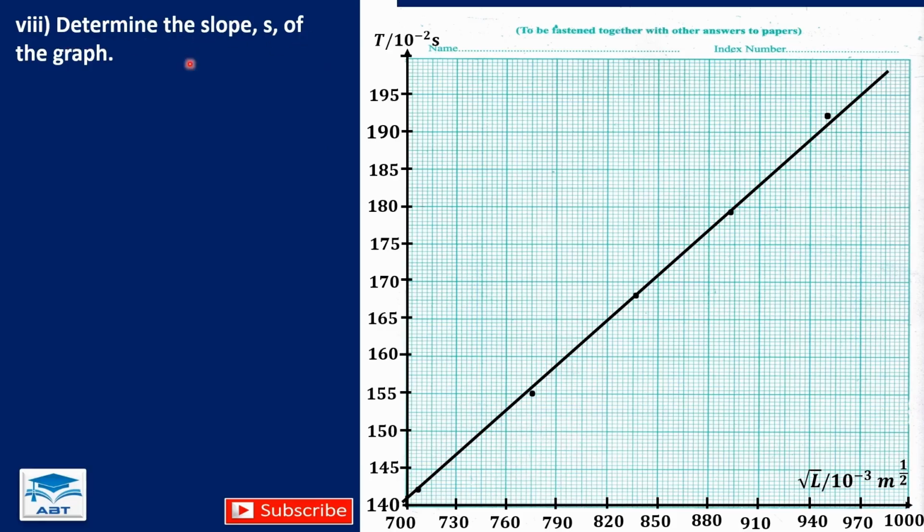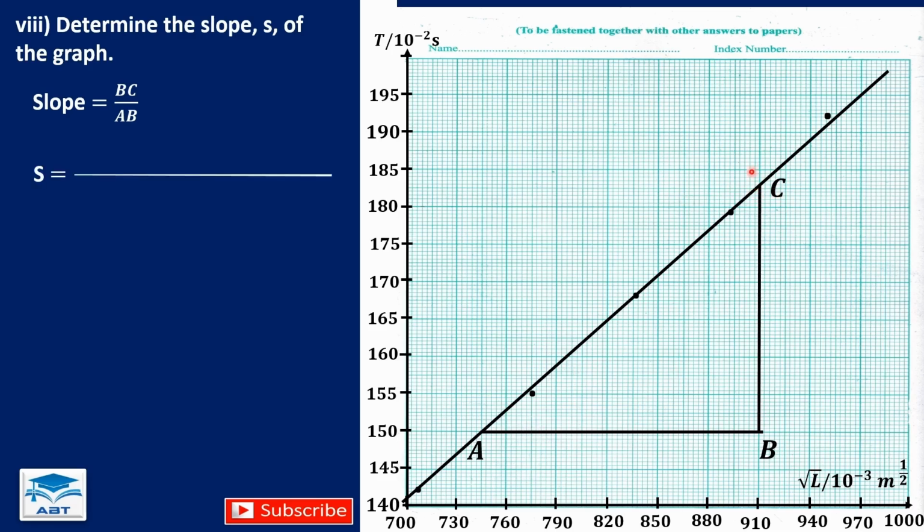Determine the slope S of the graph. So we draw these horizontal and vertical lines. These lines can be drawn at any point. There is no specific point to draw this line. But make sure the slope is as big as possible. We name here A, here B, and here C. The slope is change in BC over change in AB. For change in BC, that will be C minus B.